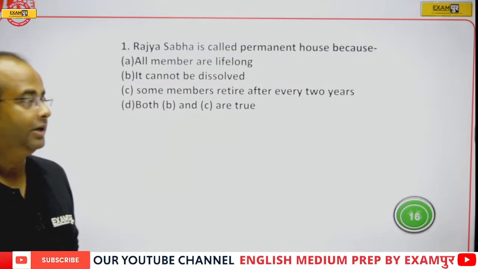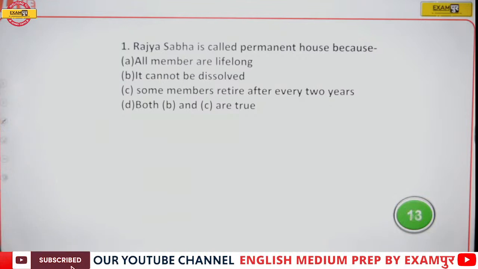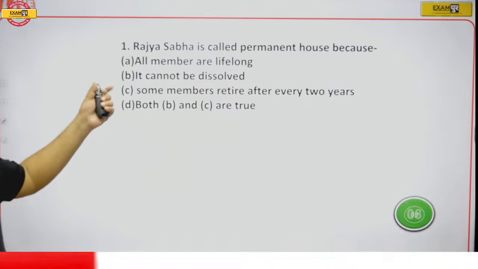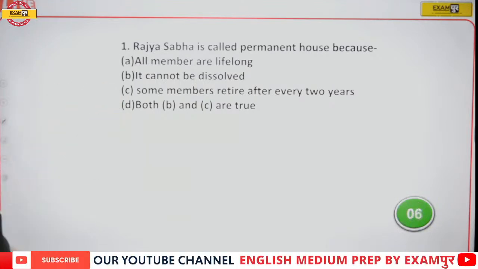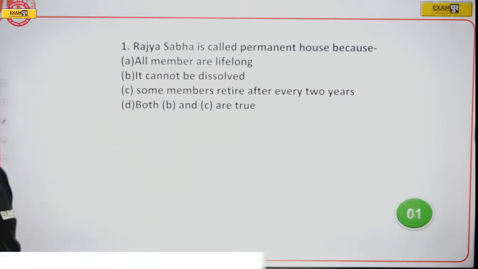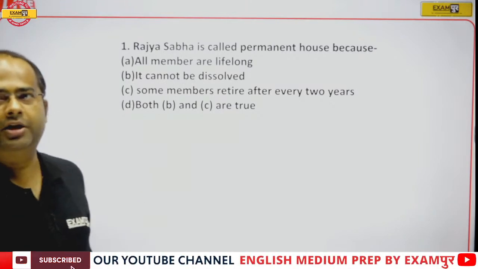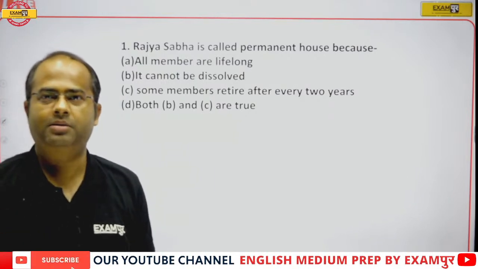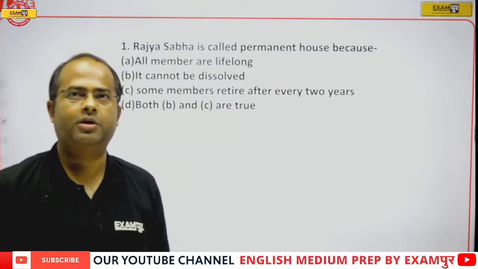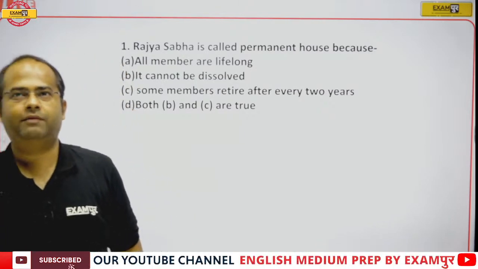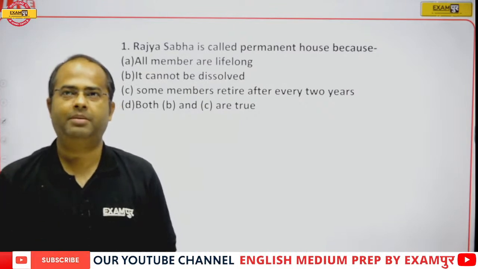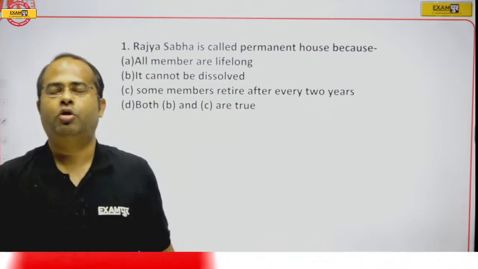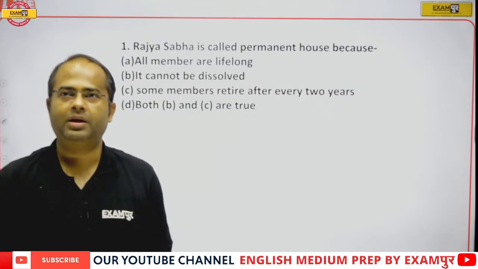So good evening everyone. The first question before you is: Rajya Sabha is called a permanent house because all the members are lifelong; it cannot be dissolved; some members retire after every 2 years; or both B and C are correct statements. Which of the following statements is correct? Why is Rajya Sabha called a permanent house? What will be the correct answer?